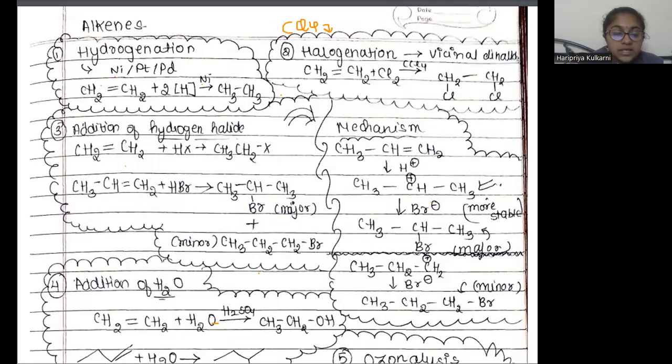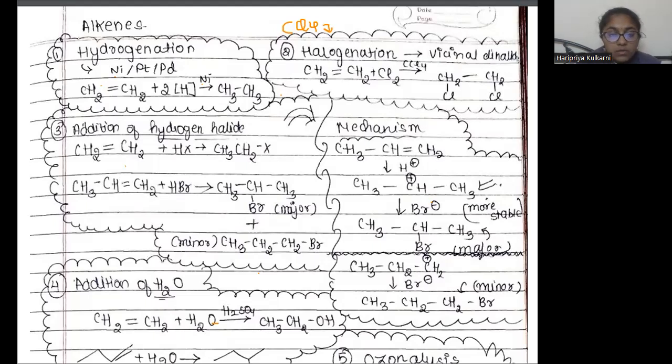Here the halide is bromine. So it will give us CH3 CHBr CH3. Here we'll get two kinds of products: bromine is attached to the middle carbon or it is attached to any one end. Any one end we attach, we'll get the same name.